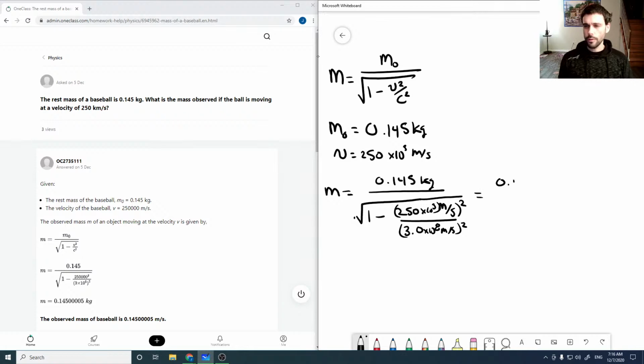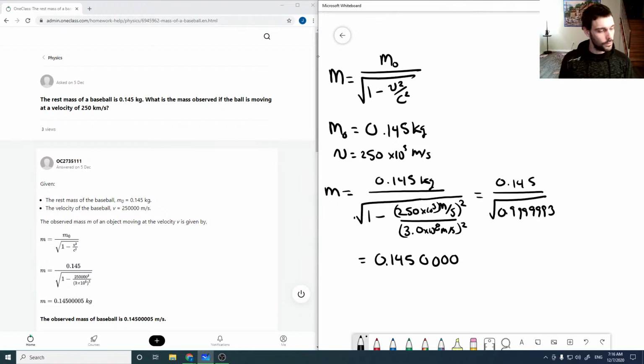which comes out to be 0.145 over the square root of 0.9999993, which just equals 0.1450005 kilograms. So even at 250 kilometers a second, which is very fast, the observer would only see an additional 5 times 10 to the minus 8 kilograms. So pretty much a negligible change even at that high speed.